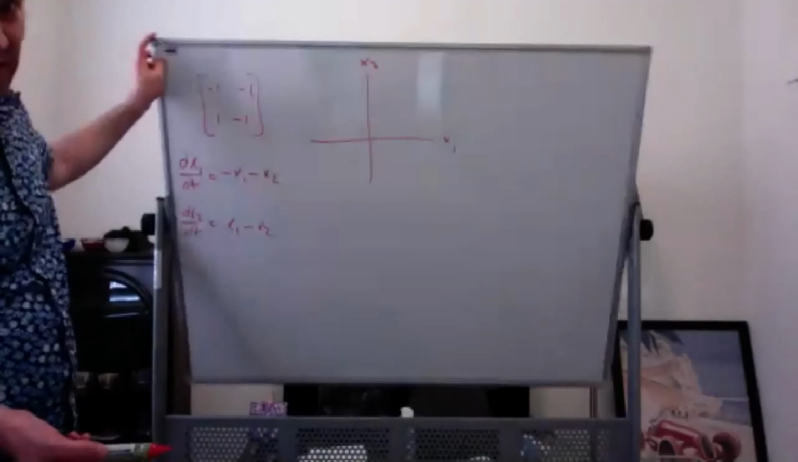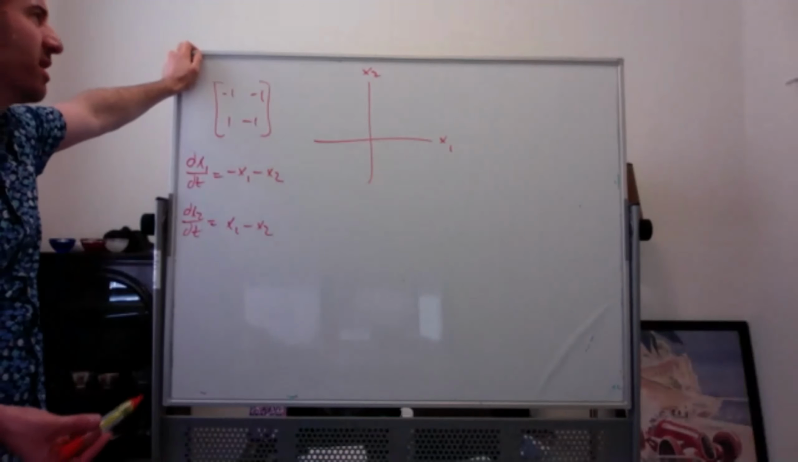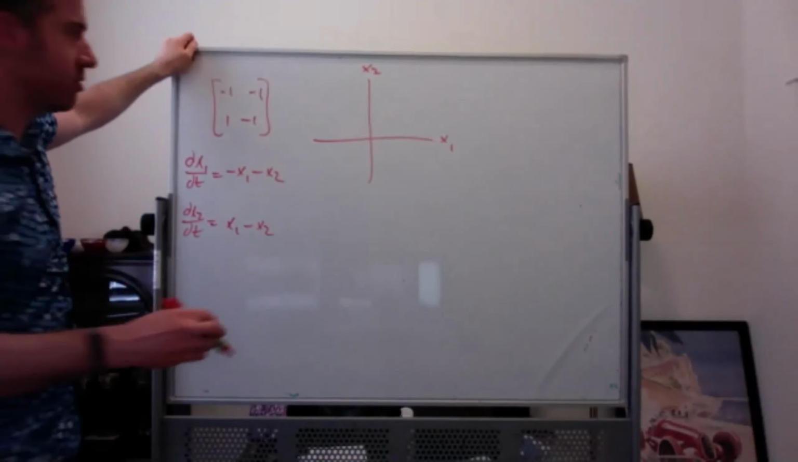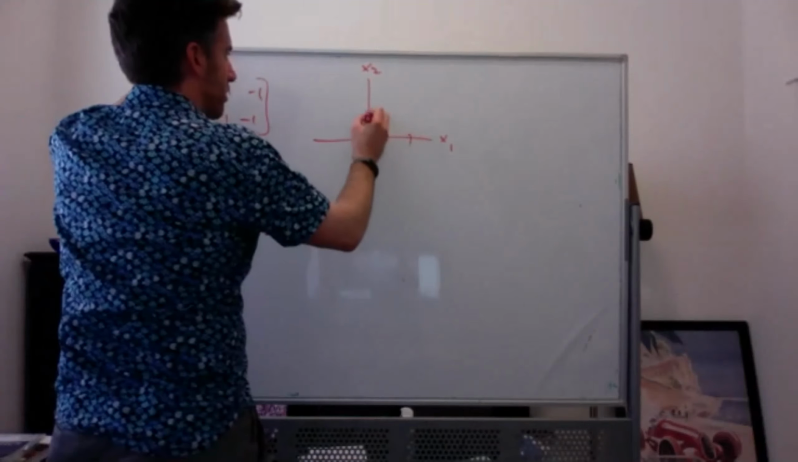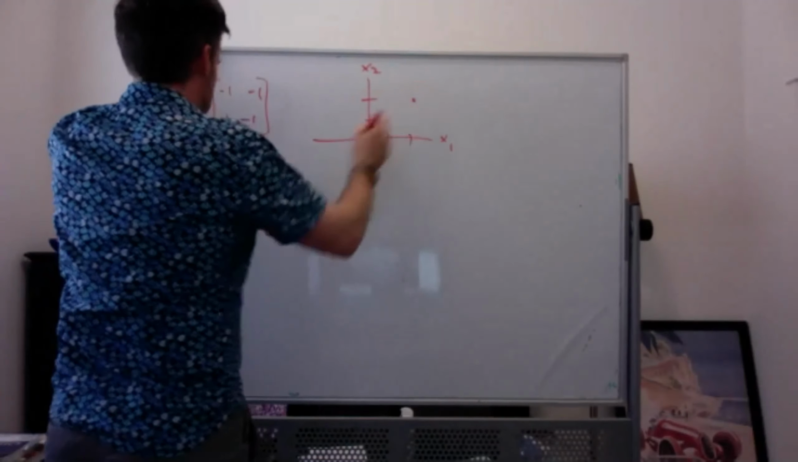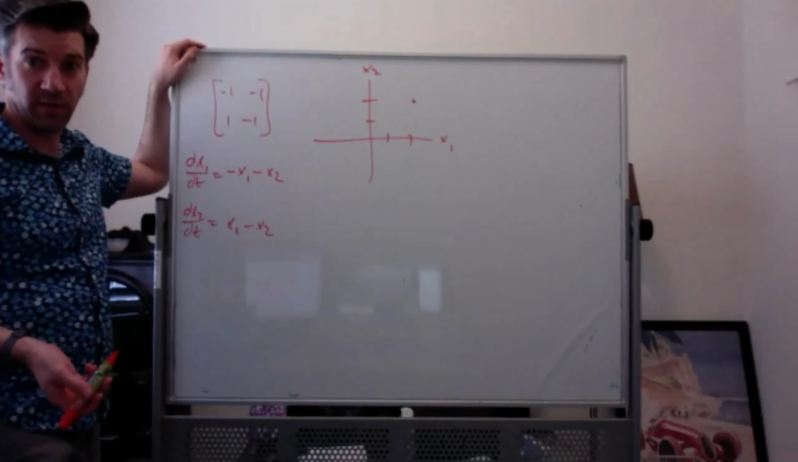Maybe not. I don't know. Yeah, I guess I should, because I'm spiraling around (2, 2). So let's see. Okay, here's (2, 2), and (2, 2) should be my equilibrium, right? If I plug in.